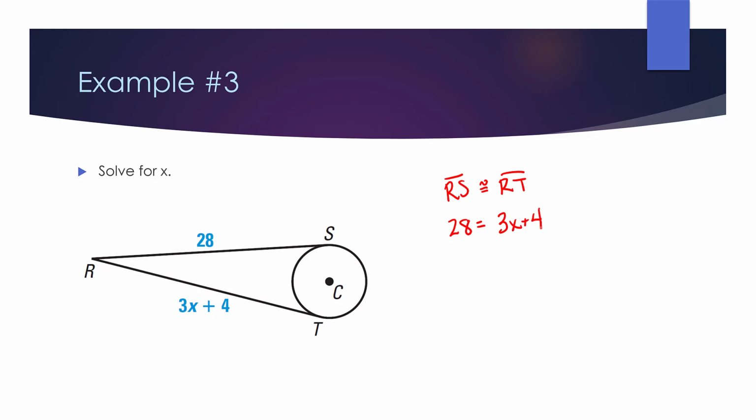3x plus 4. And I'll subtract 4 from each side. So 24 equals 3x. And divide by 3. X equals 8. And that would be it for that problem.